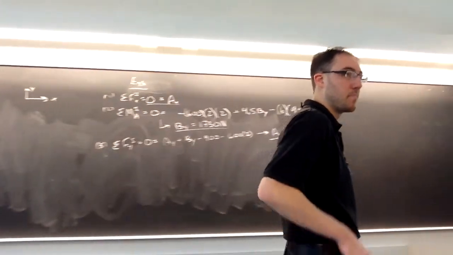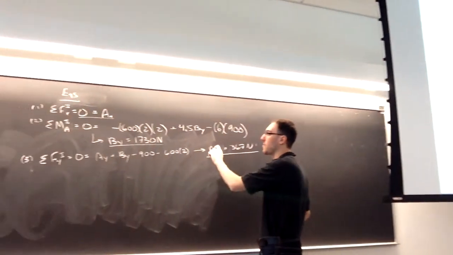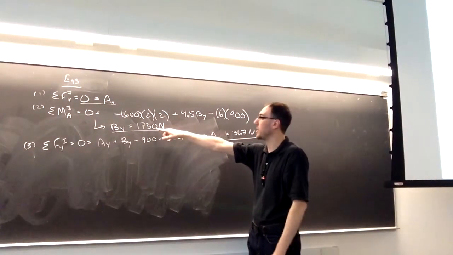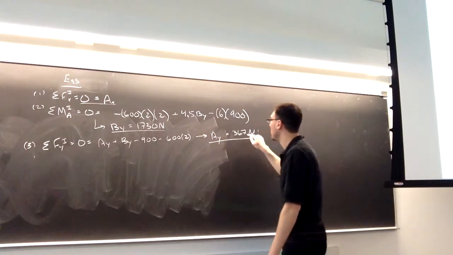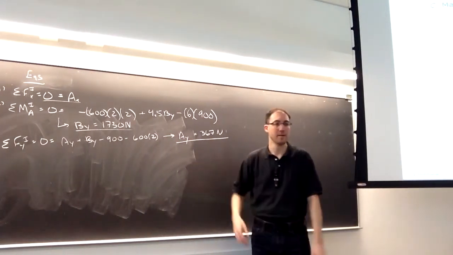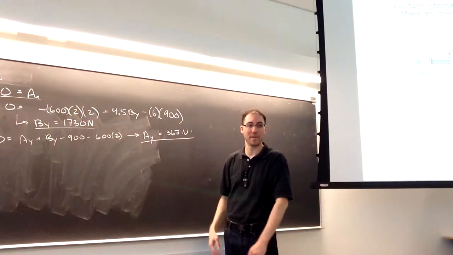How did you get 367? Shouldn't it be 370? I think from the rounding, I solved them simultaneously. I think this was rounded after the fact. So this really was like 1727, I think, or 1733. I actually didn't do this by hand, so that's probably why I'm getting these answers.